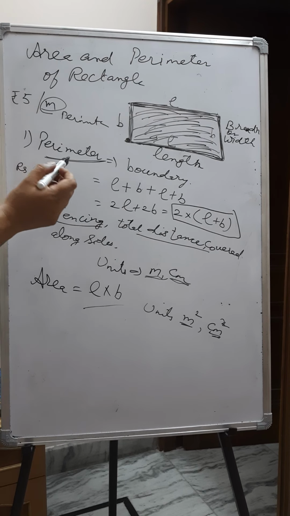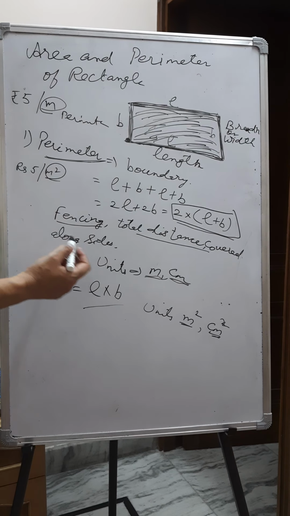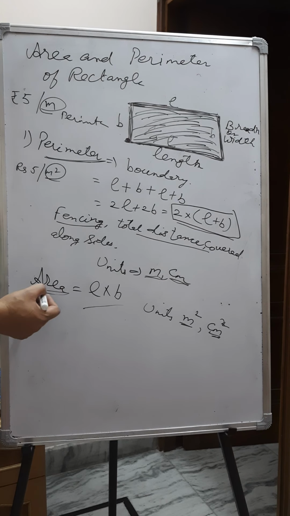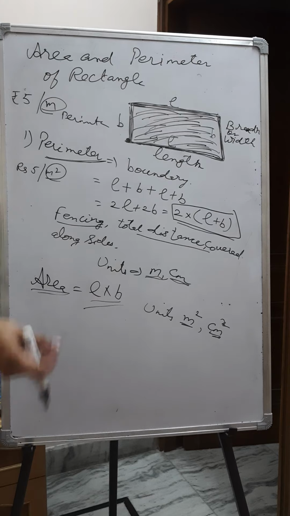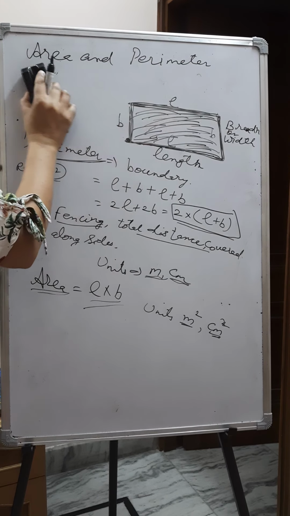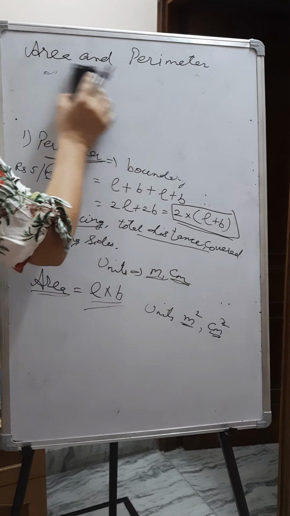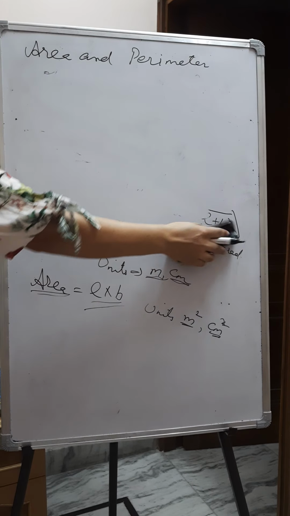Followed? This is the formula for the perimeter. Perimeter is 2 into length plus breadth. Area of rectangle is length multiply breadth. This is all about the rectangle. Now the next is about square, which you already know. I am just revising these concepts.